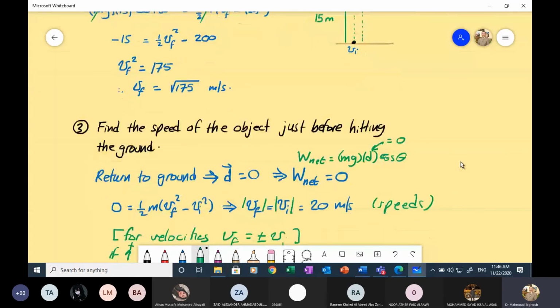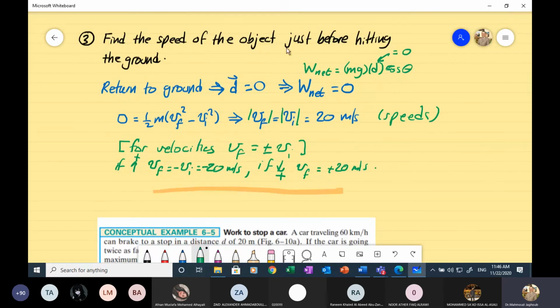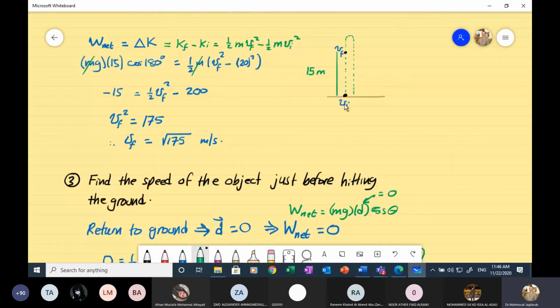Three, find the speed of the object just before hitting the ground. You see, what does the object do? It starts from here with 20 meters per second. It goes up. As it goes up, its velocity decreases until it gets to 0, and then it starts moving down. Its velocity increases in magnitude until you get here, just before hitting the ground. What is the speed of that object?